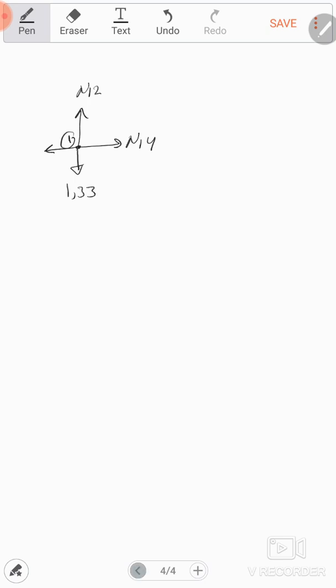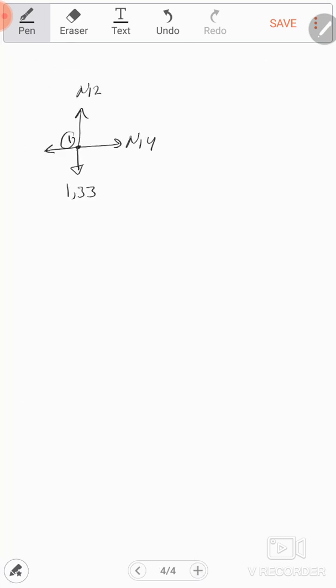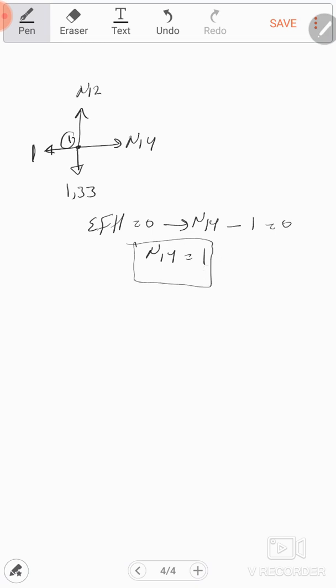And sorry, for H1 it is minus 1. No need for a sign because look at the arrow head direction, on the negative x direction, so this is 1 only. Then summation for FH equals 0. N14 minus 1 equals 0. N14 equals 1. This is the value of this bar.